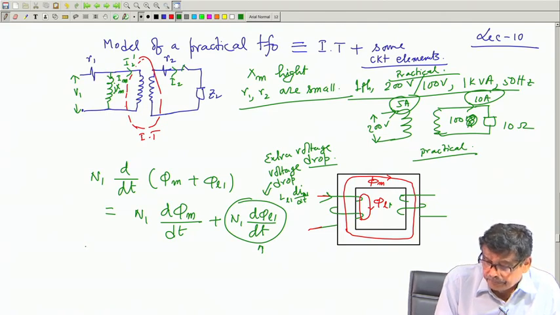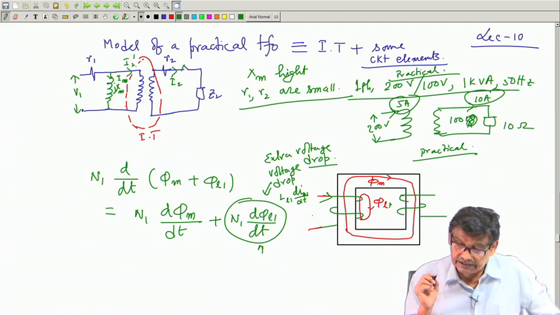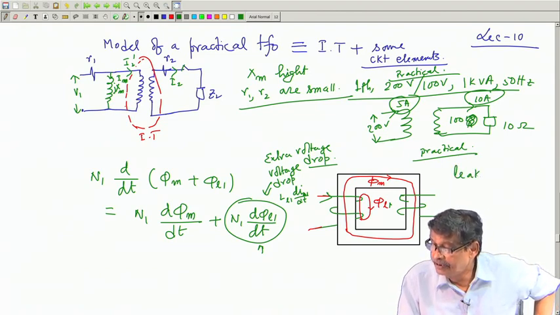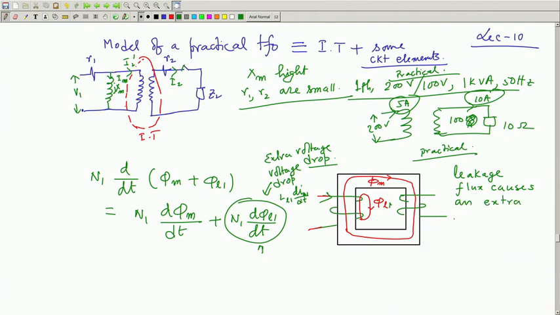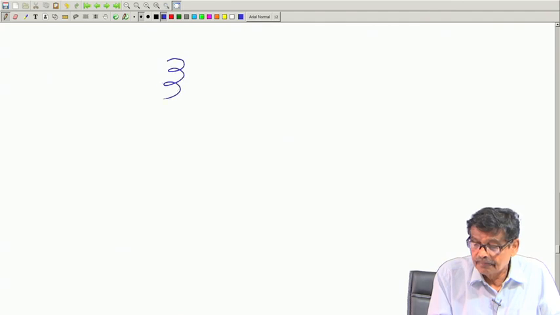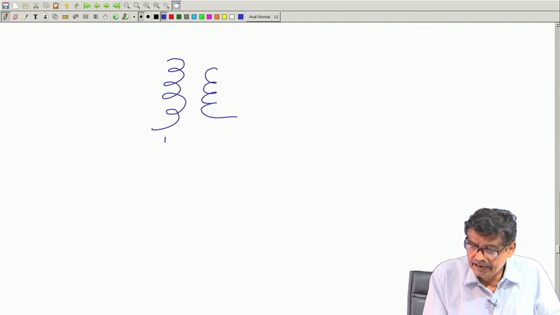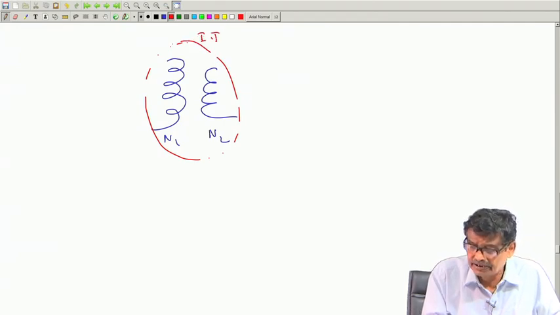Let me first draw. Leakage flux, the term I have written: leakage flux causes an extra small voltage drop in the coil, in the practical coil. What does that mean? It means that first I draw the ideal transformer N 1, N 2, and this portion is supposed to be an ideal transformer, with no connection, dotted line, okay.